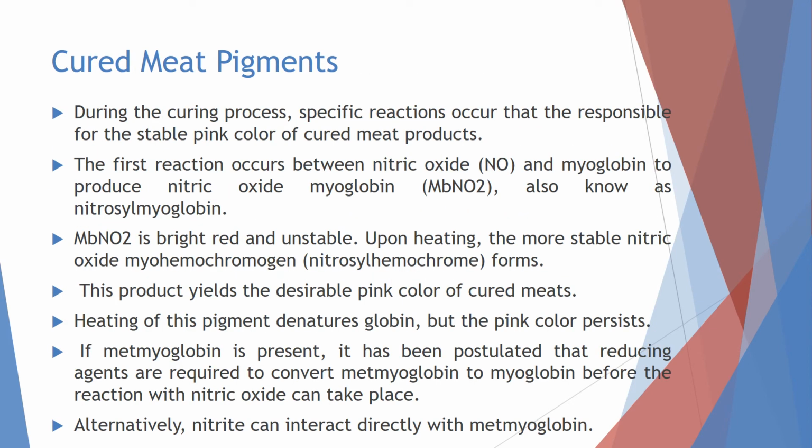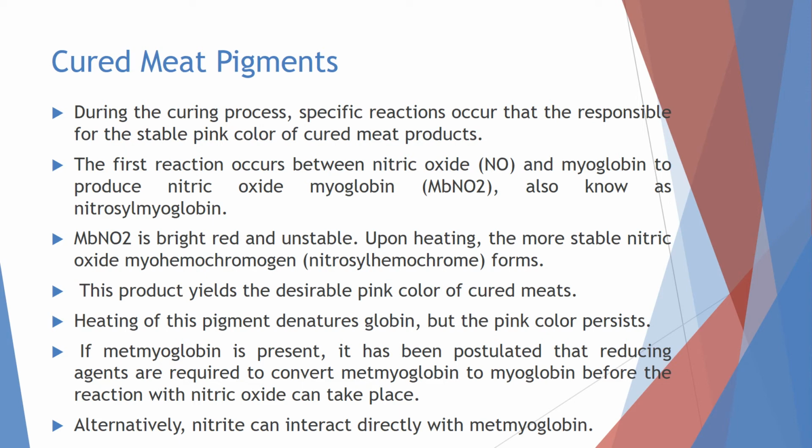Let us see cured meat pigments. So what is the curing process? It is a preservation technique used for preserving meat and meat products where a combination of salt, sugar and preservatives like nitrates and nitrites are used. So it gives a stable pink color at the end. Cured meat products have a stable pink color.